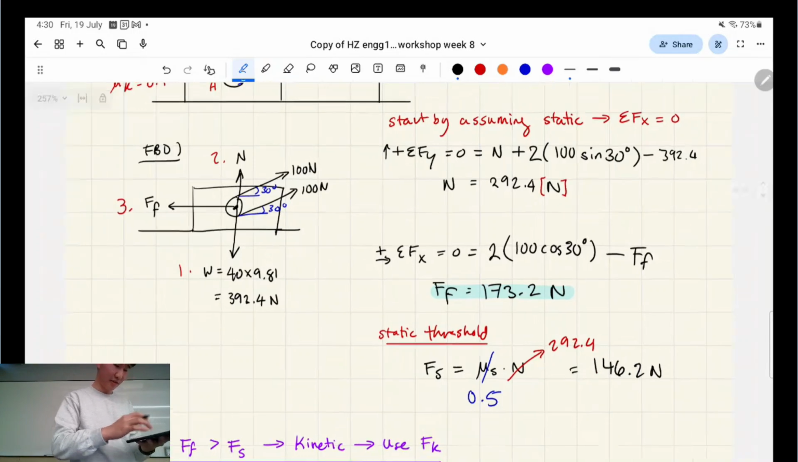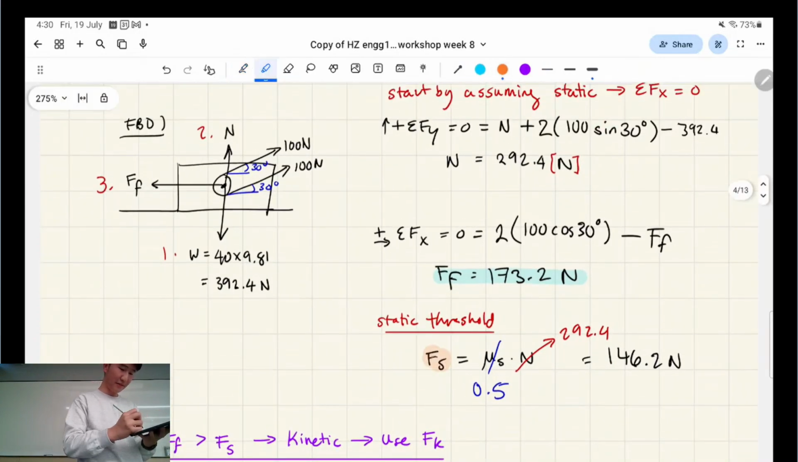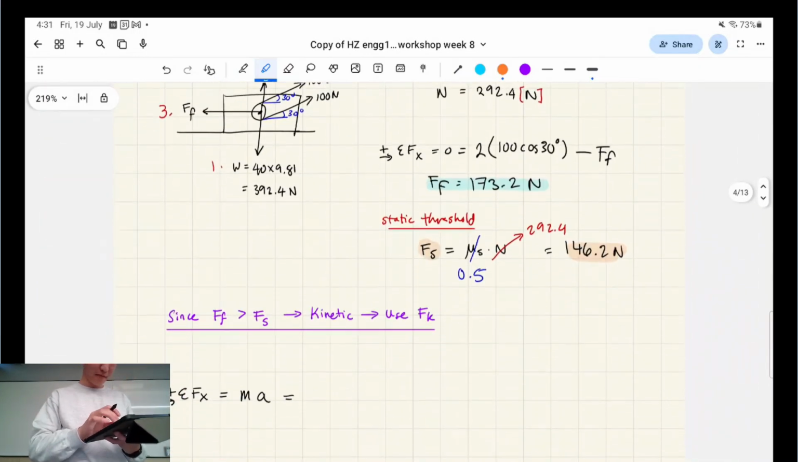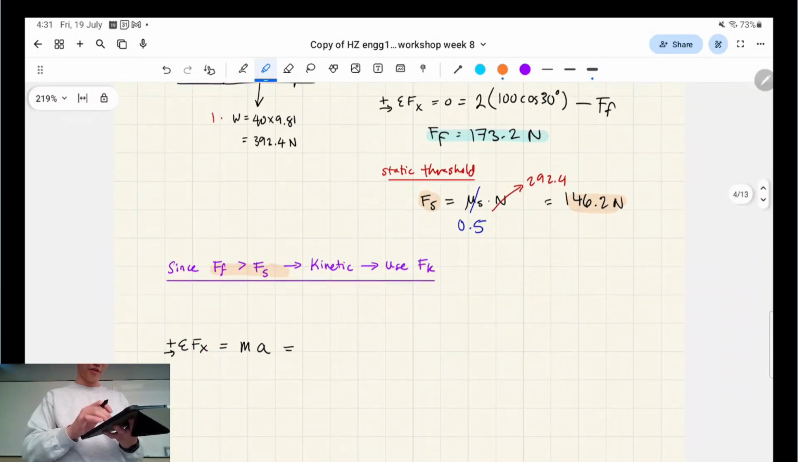Okay, so right off, based on these numbers, this is how much water we're going to pour in the bucket, and this is the size of the bucket. Is the bucket going to overflow? Yes, which means our box is moving. We've overcome the static friction threshold, so since this is greater than this, we're dealing with kinetic motion.